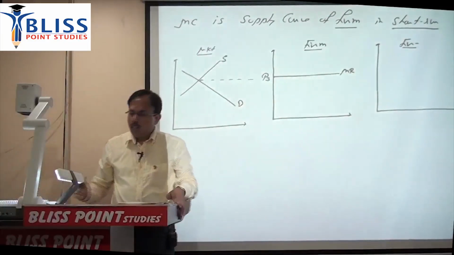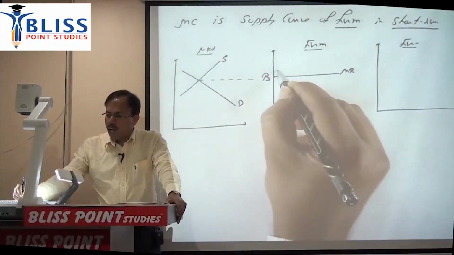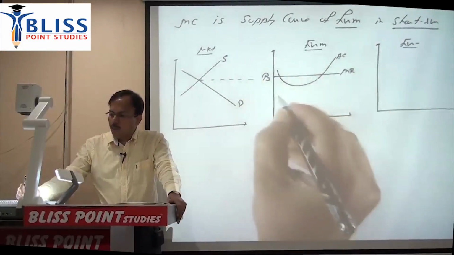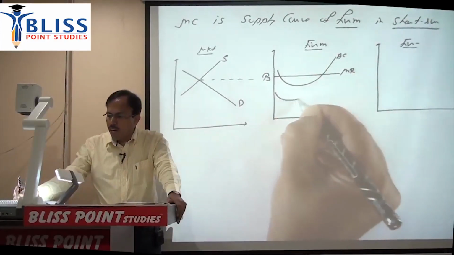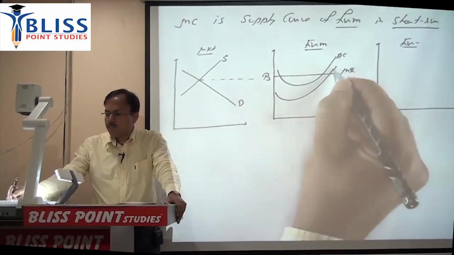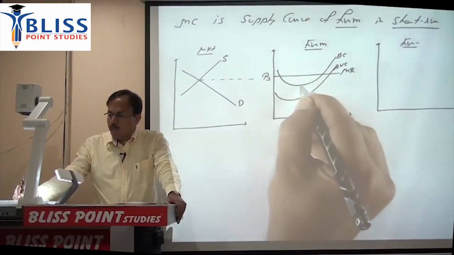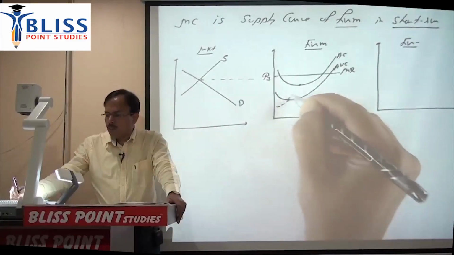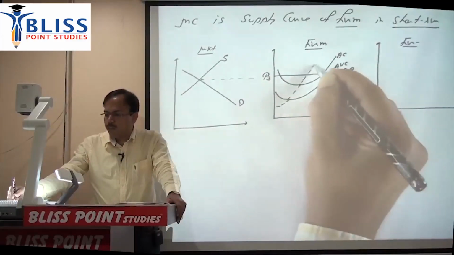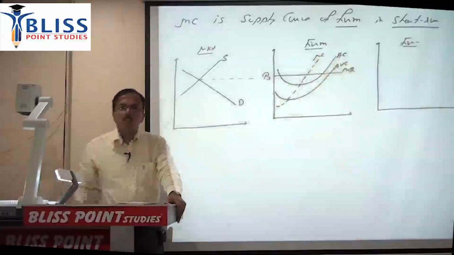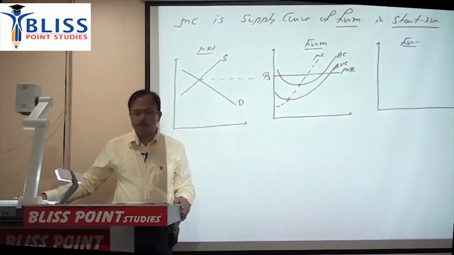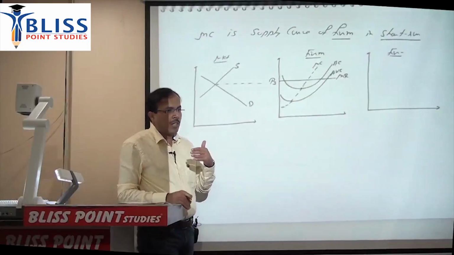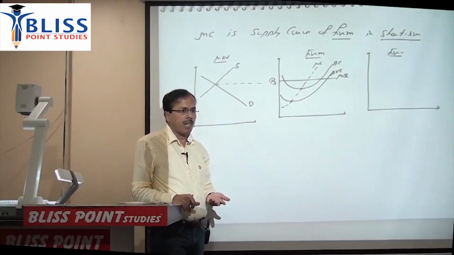ठीक है. Now if I draw average cost curve, below that I draw average variable cost curve. So from the minimum of both you will draw marginal cost line. So marginal cost line is cutting both at the minimum point. So how much quantity is produced by the firm in short run? The quantity produced will be supplied in the market.